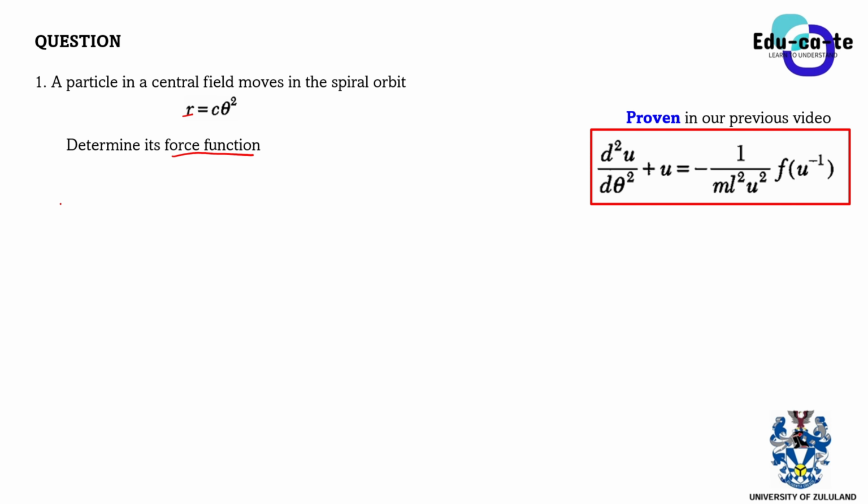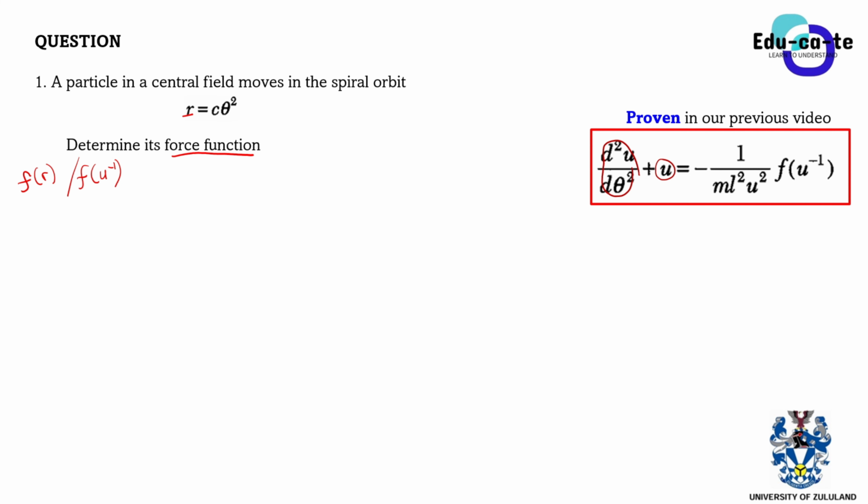Basically, the force function is F at r, or you can say F at u to the power minus 1. This is the same thing. For you to get that, you need the following things: the second derivative of u with respect to theta, and also the value of u. Then you combine them.